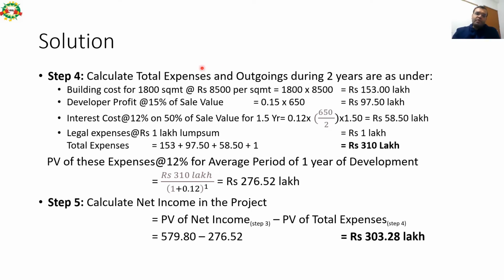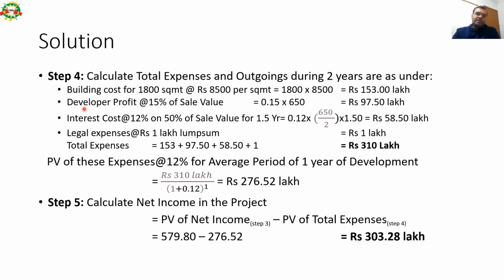Then in the next step we have to calculate present value of all the expenses. First we have to calculate all expenses which are required to be incurred to receive the gross receipt, and then we have to calculate present value of those. So what are the total other expenses which the builder is required to incur during the next 2 years? Number one, building cost, the cost of construction of the building. Since 1800 square meter of built up area is required to be constructed, and cost of construction as given in the question is 8500 rupees per square meter, so 1800 into 8500 rupees. This is the total cost of construction of the built up area, 153 lakh rupees.